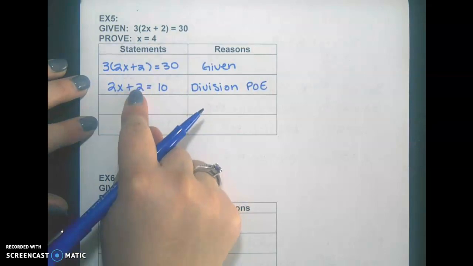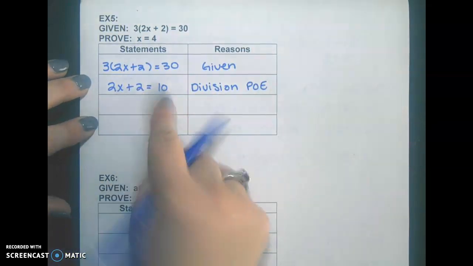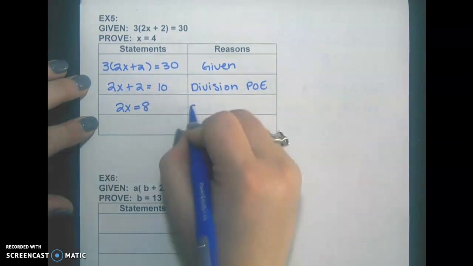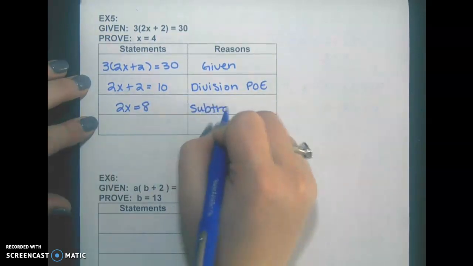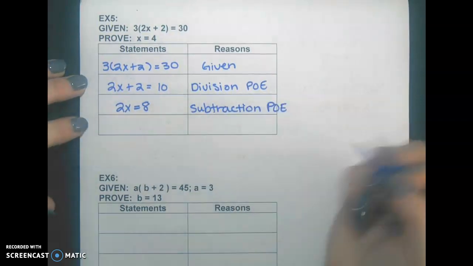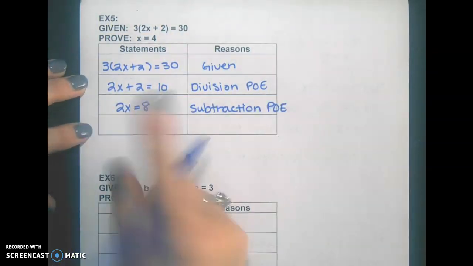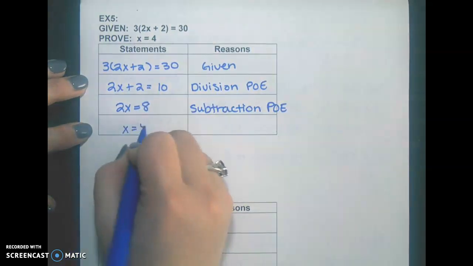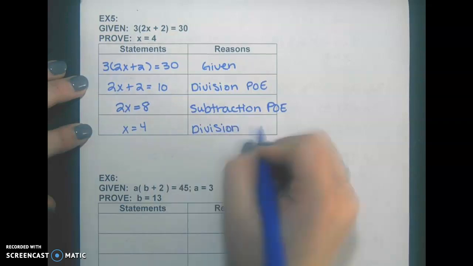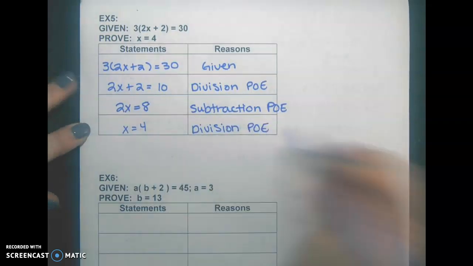Next, I need to get rid of my constant, so I'm going to move 2 to the other side by subtracting. And I'll get that 2x is equal to 8. And that is the subtraction property of equality. And then my last step is going to be to divide again to solve for x, and I'll get that x is equal to 4. And again, that's because of my division property of equality.